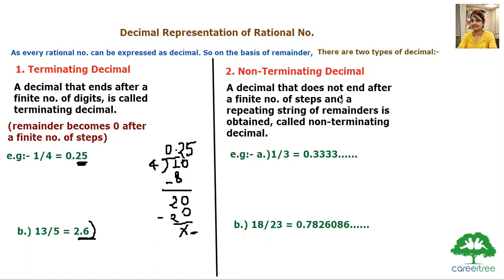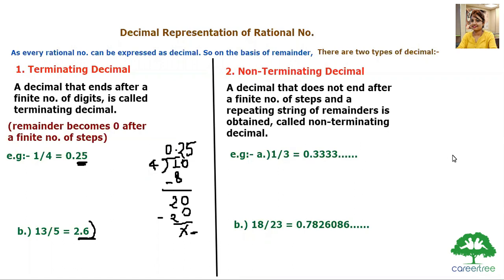What about the non-terminating decimal? Non-terminating decimal means a decimal that does not end after a finite number of steps, and a repeating string of remainders is obtained. It means that if you are expressing any fraction in the form of a decimal, then you are not getting the remainder 0.